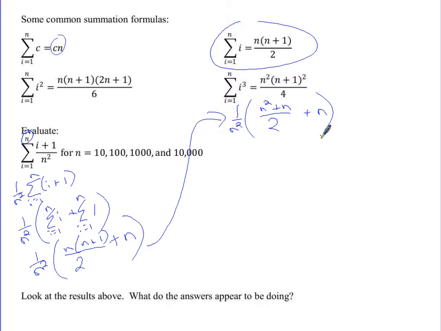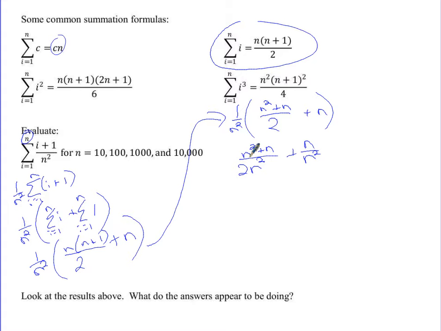Okay, you could go common denominator, or you could distribute the 1 over n squared in. Let's distribute the 1 over n squared in. We get (n squared plus n) over n squared times (2 plus n) over n squared. Now do a common denominator? What else could we do right now? Yeah, reduce.